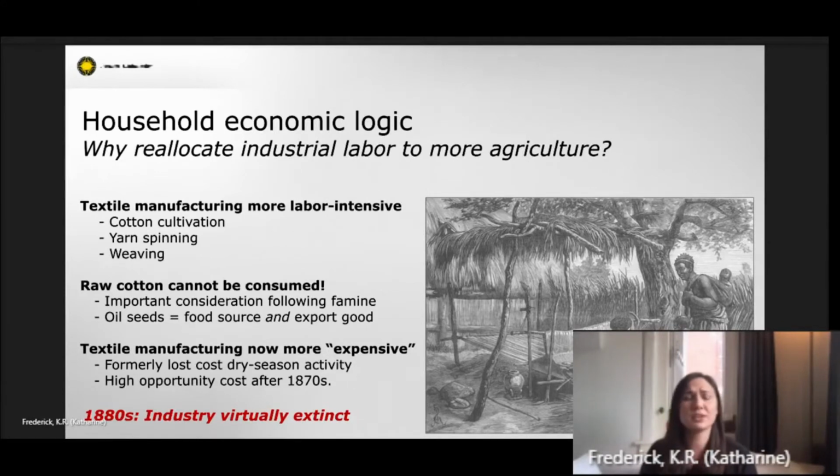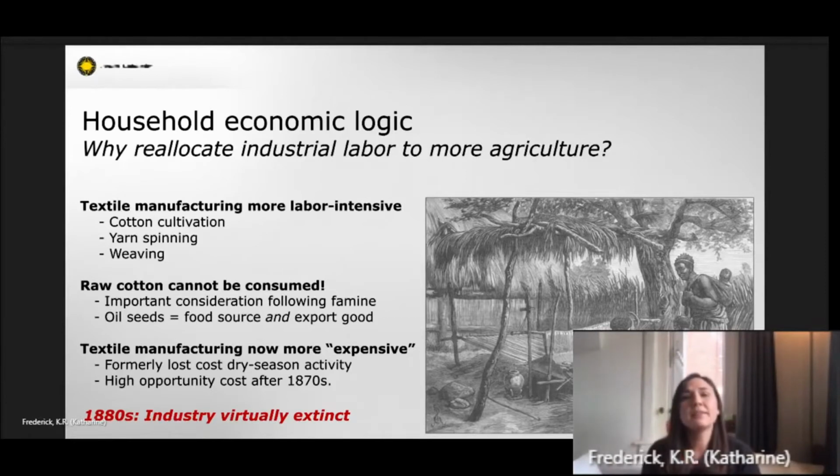Textile manufacturing is much, much more labor intensive. It's really a three-stage process. You have to grow the cotton, spin the cotton into yarn, and then weave it into the finished product. So this requires a great deal of labor in the context of a community that has lost so much of its labor. Meanwhile, sesame oil seeds are a single stage process. You just have to grow them.